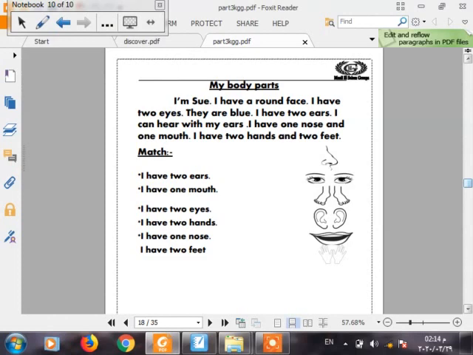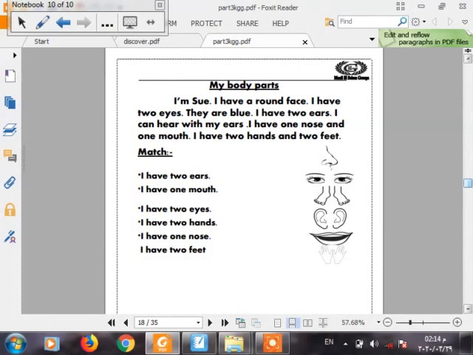Our title here in this comprehension will be My Body Parts. Let us now read it twice and then we will make a line under the important words. Okay? I am Sue. I have a round face. I have two eyes.